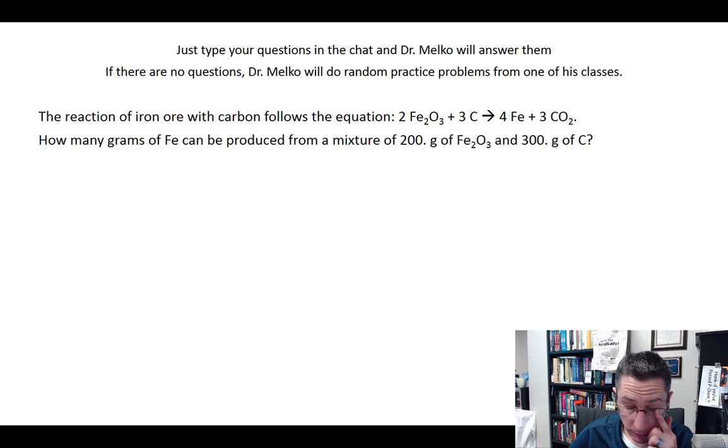Alright, so this one's a little bit more aggressive. This is the limiting reactant ones we've been talking about. So hopefully this helps.